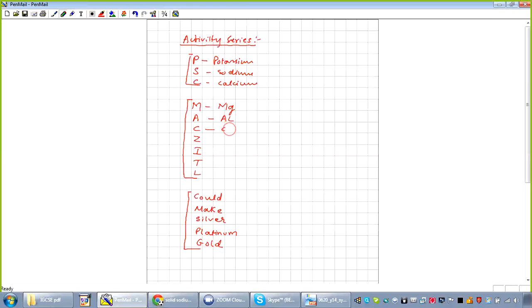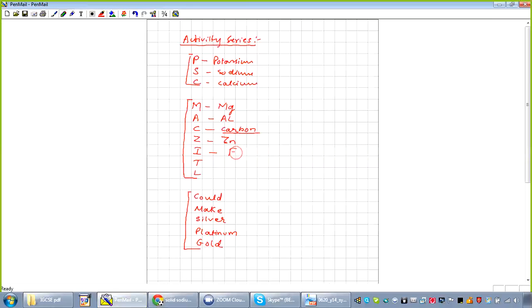Aluminium. I'm adding carbon over here as well. Why are we adding carbon in between? That will be useful in metallurgy when we study extraction of metals. Then Z will be zinc.